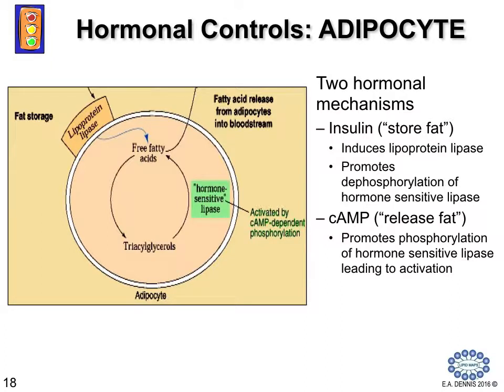In the adipocyte, the opposite effect happens. Insulin, which promotes the dephosphorylation of hormone-sensitive lipase, leads to its lack of activity, and therefore one stores more fat, whereas cyclic AMP, which promotes the phosphorylation of hormone-sensitive lipase, leads to its activation and its release of free fatty acids from the triglyceride stored in the adipocyte.